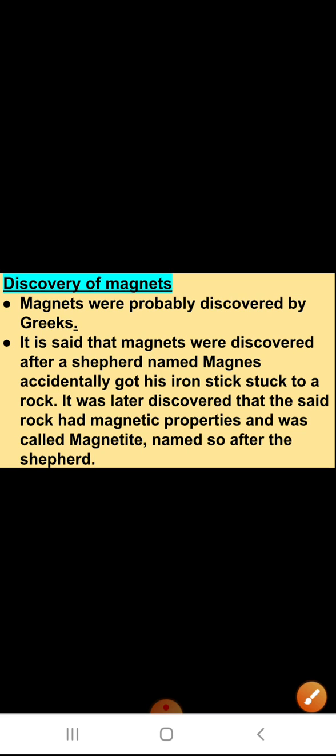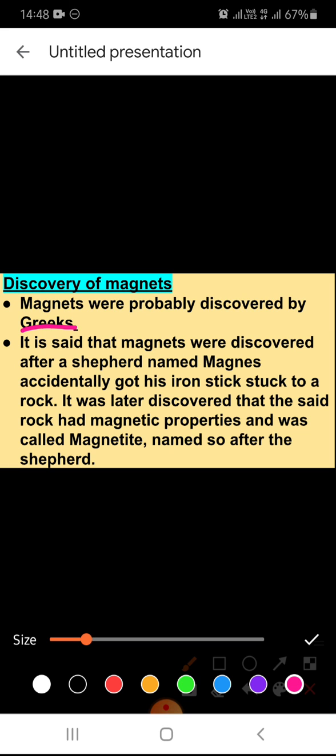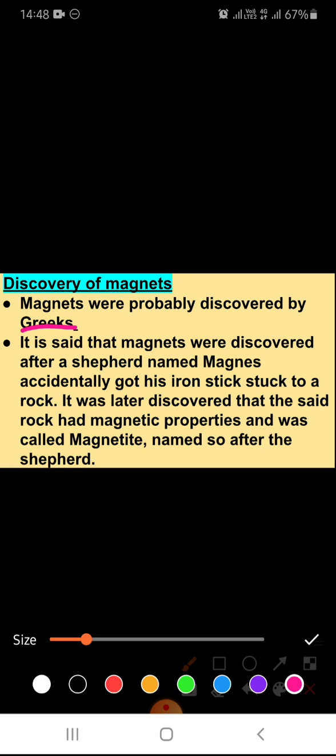Now after this is the discovery of magnet. The magnet was discovered for the first time in Greece. It was discovered by a shepherd, and his name was Magnes. So by his name the first natural magnet was discovered, and its name was magnetite. So the first natural magnet that was discovered was magnetite.